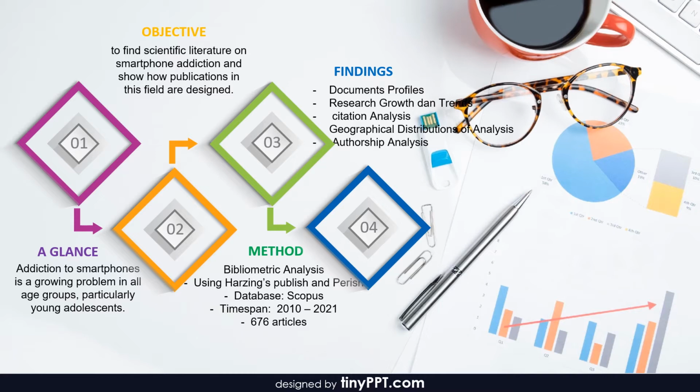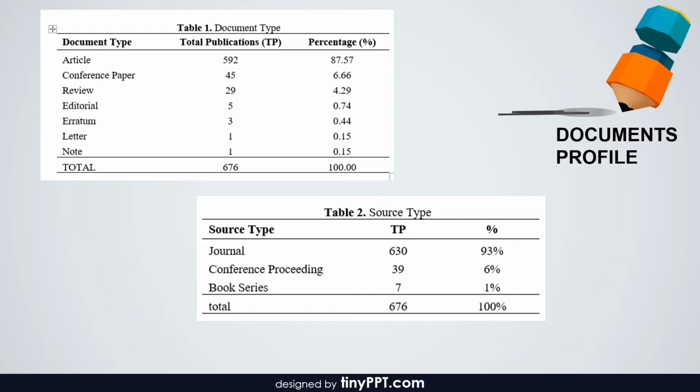The methodology used for this research is bibliometric analysis, applying Harzing's Publish or Perish, using the Scopus database, and the time span is 2010 until 2021, consisting of 676 articles. The findings will be discussed in four different areas: document profiles, research growth and trend, citation analysis, geographical distribution analysis, and authorship analysis.